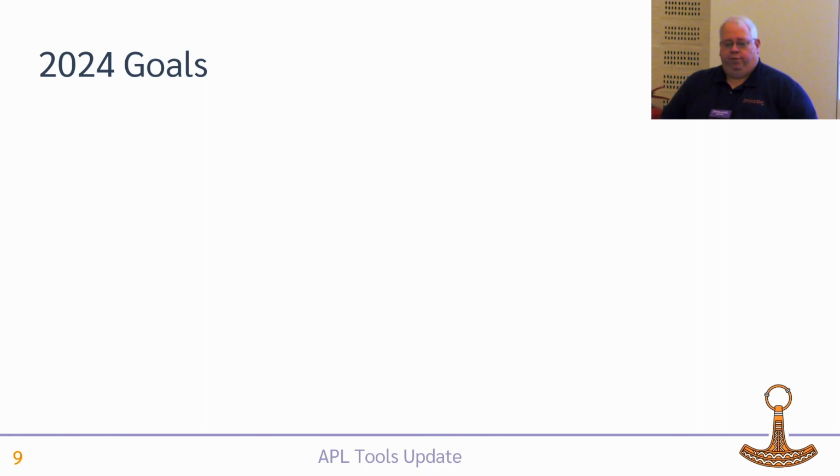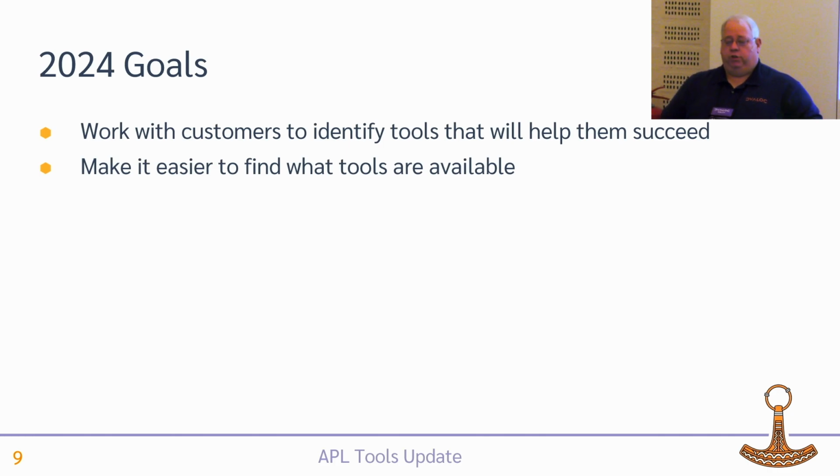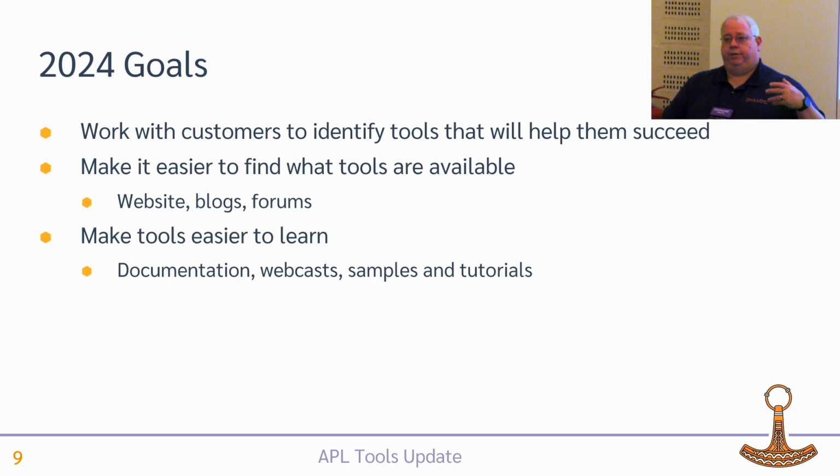So goals for 2024. Well, first of all, work with you guys, our customers, to identify tools that will help you succeed in doing what you do. We want to make it easier to find out what tools are available, and so that's through the website, through blogs, through the Dyalog forums online. We want to make tools easier to learn, which means writing documentation and then doing tutorial webcasts, providing sample applications, and providing other tutorials. And we want to perform more comprehensive testing.